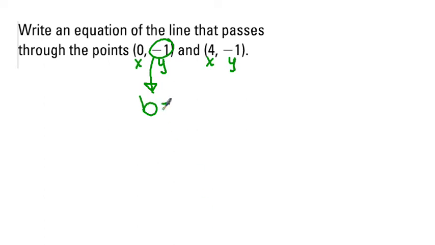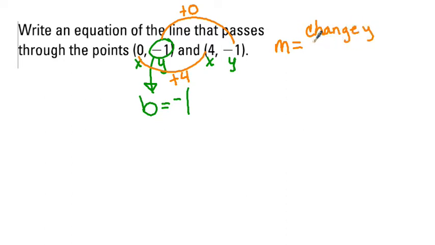So if b equals -1, I only have one thing left to find. I need to know the slope. In order to find the slope, I need to decide, how do my y values change? How can I get from -1 to -1? Well, I don't do anything. I add 0. How do I get from 0 to 4? I add 4. So my slope is, how did my y's change over how did my x's change?